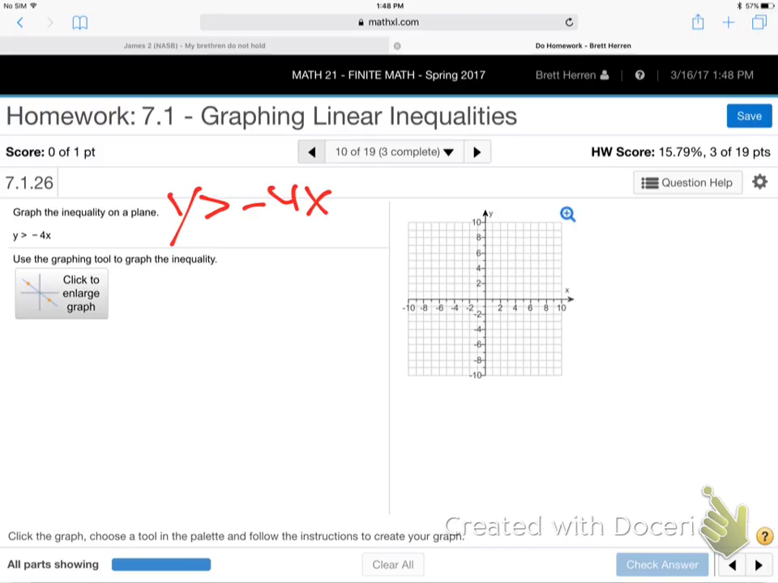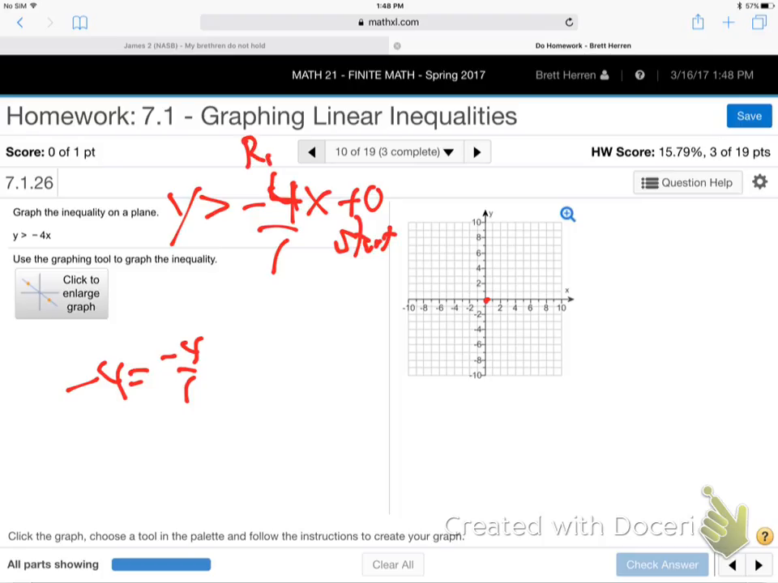Y greater than minus 4x. So where do you start? 0. Oh, the plus 0 again. Start at 0. Okay, now where do we go from there? What do you do with that negative 4? Put it over 1, because negative 4 alone is the same as negative 4. Anytime you have a whole number, that's the same as being over 1. Over positive 1. Careful.